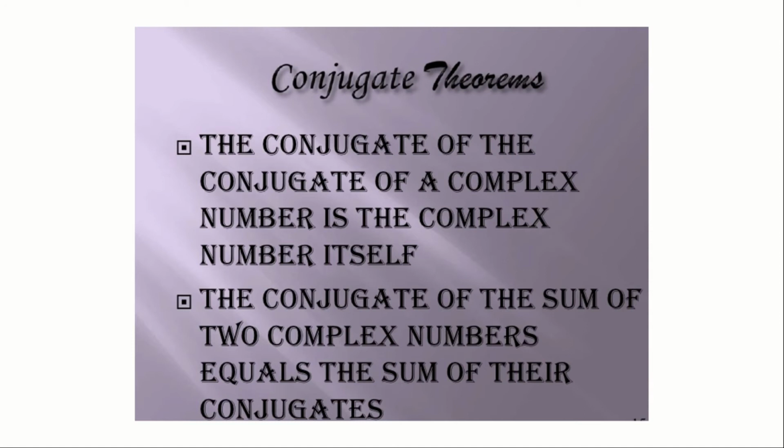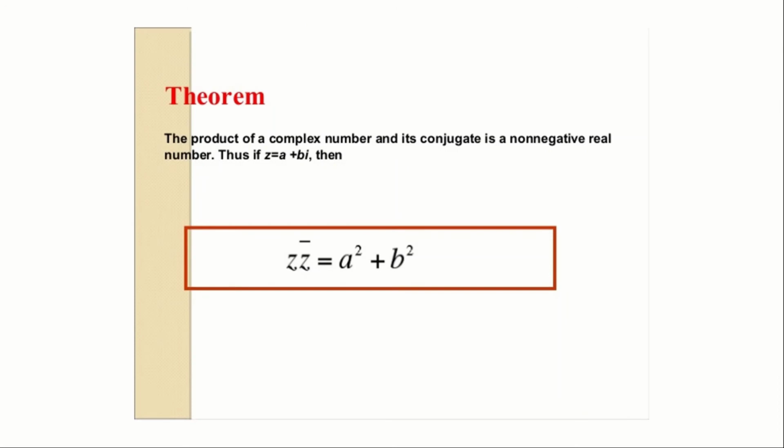Next, the conjugate of the sum of two complex numbers equals the sum of their conjugates. That is, the conjugate of the sum of two complex numbers is always equal to the sum of their conjugates. Another theorem: the product of a complex number and its conjugate is a non-negative real number. Thus, if z equals a plus bi, then z times z bar equals a square plus b square. These are the theorems, and these are the formulas you need to remember. Z into z bar is equal to a square plus b square.